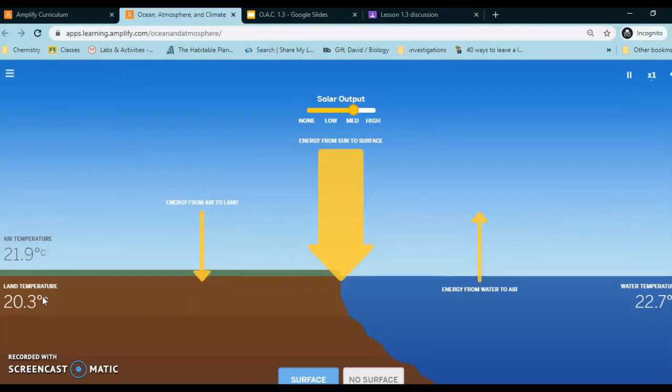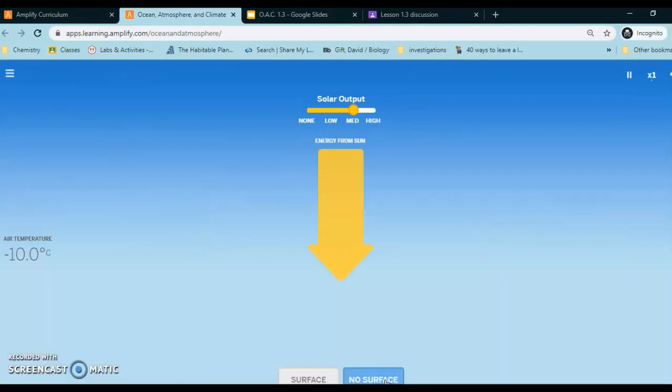All right. And if I'm noticing, right, I'm seeing that my air temperature increased. It went from -10 to about 22 degrees Celsius, right? And notice how all my temperatures are now stable. So I ran that for a minute. So now let's look at if we had no surface. And let's run it if it has no surface.